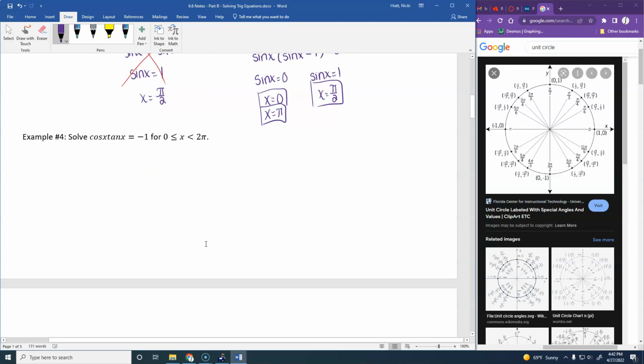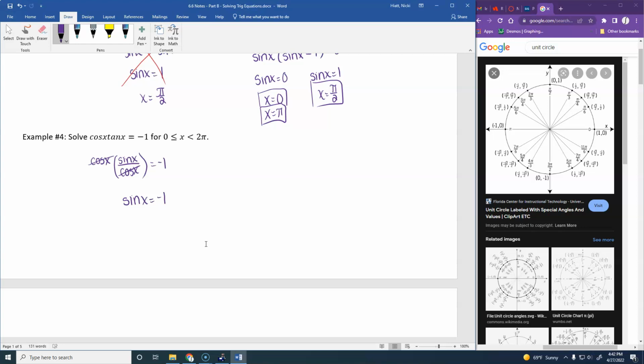Okay. For example 4, we've got cosine x tangent x equals negative 1. We cannot break that up because it's not equal to 0. What we can do is use a trig identity here. So cosine x, we can change tangent x to sine x over cosine x equals negative 1. I know I just told you on the last problem not to cancel. You don't want to divide both sides by something to cancel, but if you have a trig identity that's canceling like this, that's okay. So we just get sine x equals negative 1.